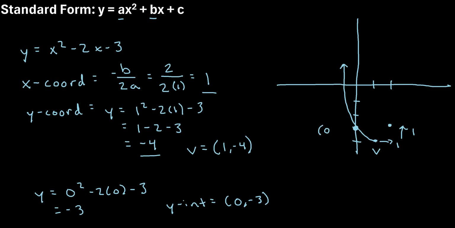So remember, this point is 0, negative 3. So this point must be 2, negative 3. And now that we know that point, we can go ahead and start to draw a parabola on this right-hand side. So this is what the parabola will look like using just this equation that we had in standard form.